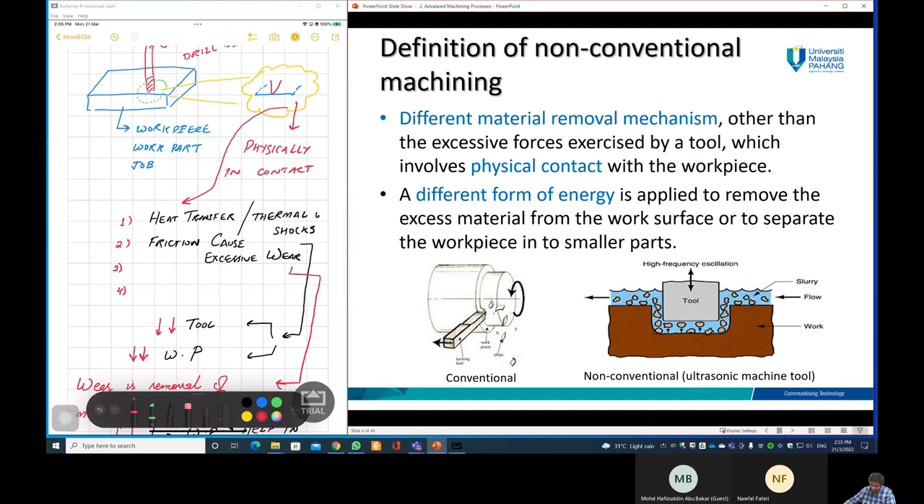Then another problem of physical contact is that we have to precisely input the coordinates to the machine so that the tool can touch the workpiece. If the tool does not touch the workpiece, then it cannot do the machining process. So I have to create a code so that the tool touches the workpiece. So I have to precisely control coordinates. This is another issue of touching the workpiece.